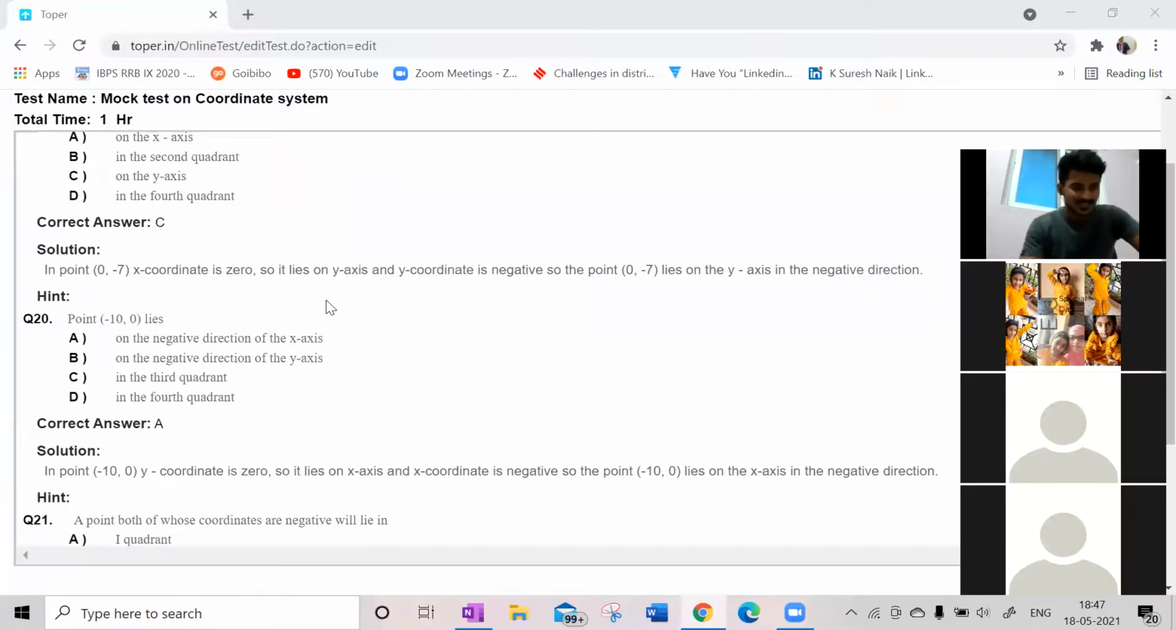The 20th question also we have discussed. (-10, 0) lies in what? The negative direction of the x-axis, as simple as that.